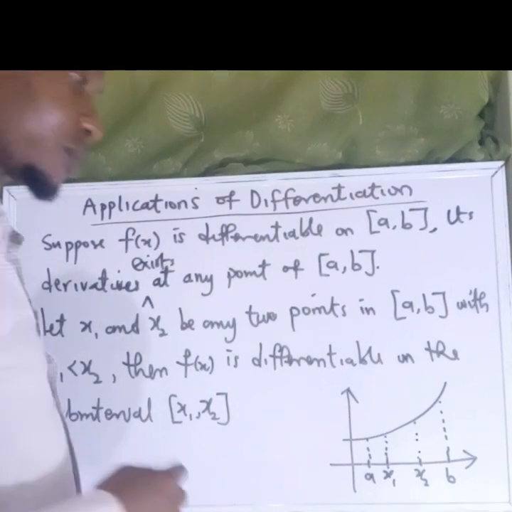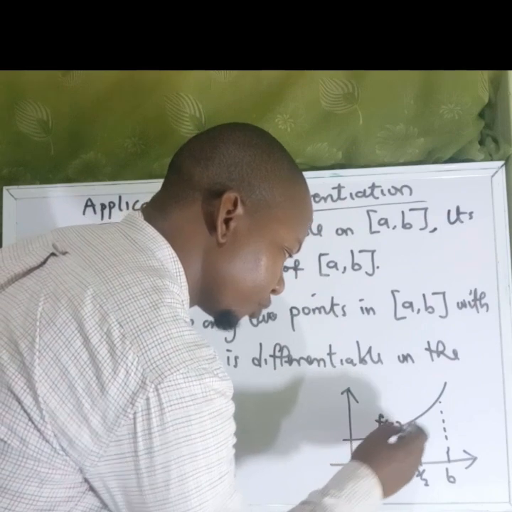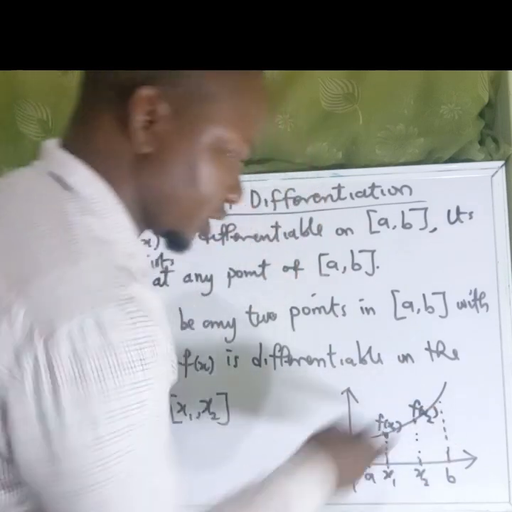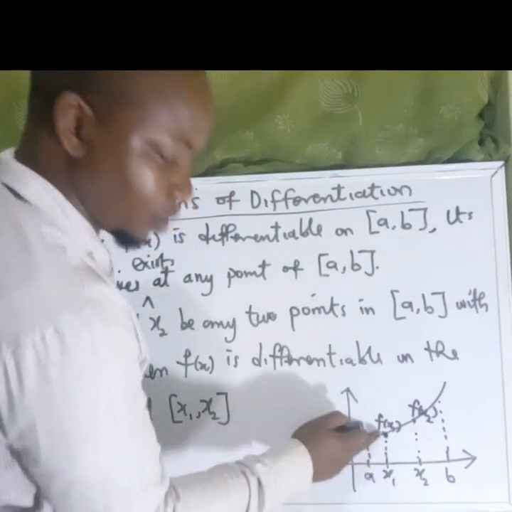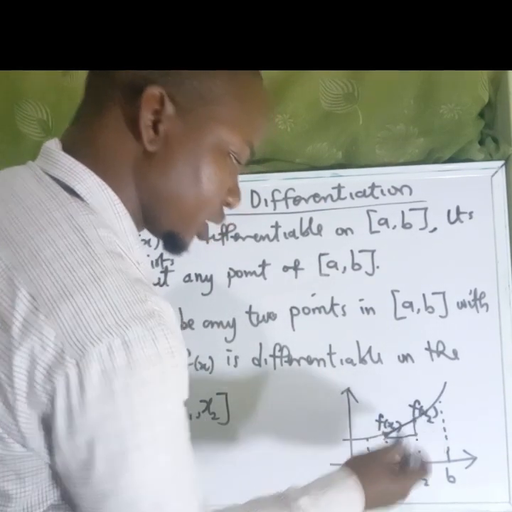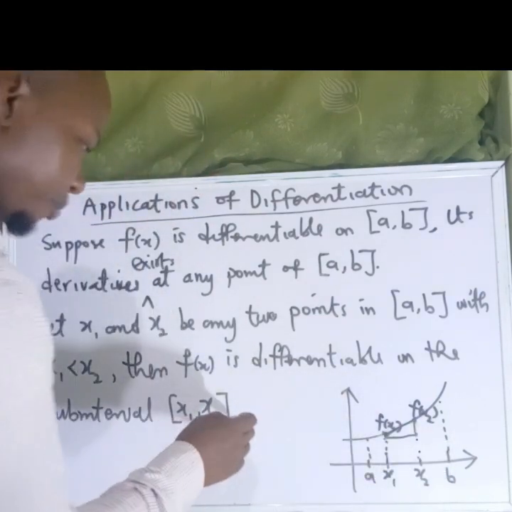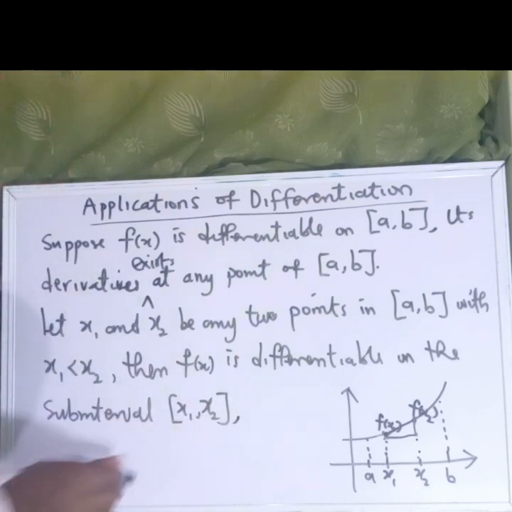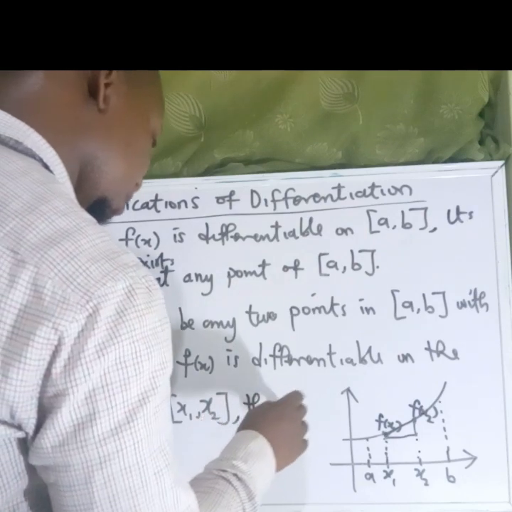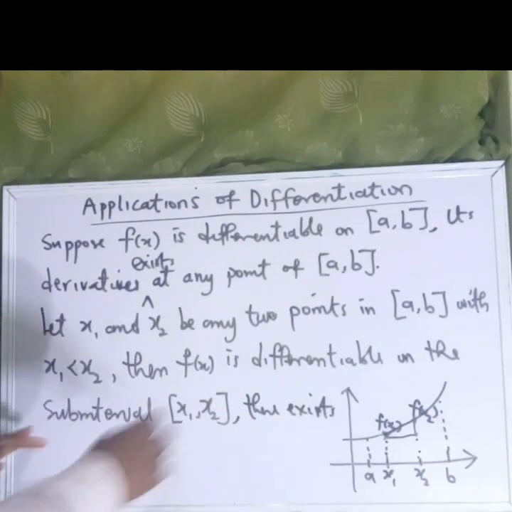And of course, if that happens, one can find the slope from the function in this interval. This point will be f of x2, and this point will be f of x1. If this happens, we can find the slope, and the slope exists, then there exists, if this happens, there exists a point.